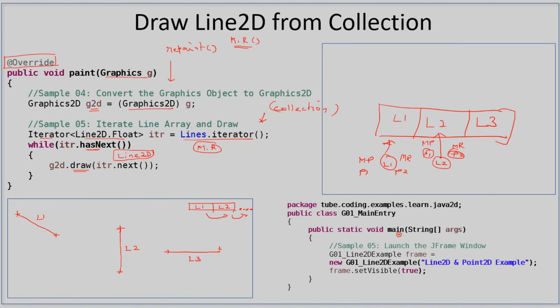Finally, in our main method, we create an instance of our frame G01 Line2D example. Then we will show the frame. So this is just to display the frame, and this is our program entry point. You can see public static void main. That means this is our entry point. From here we construct our frame and we will make it visible using the setVisible method.